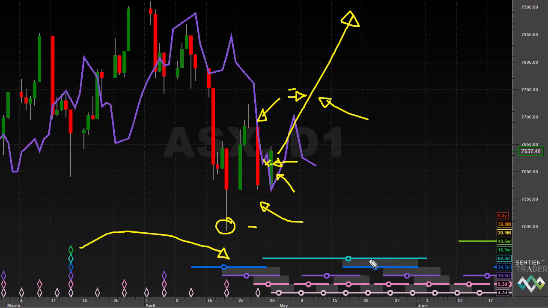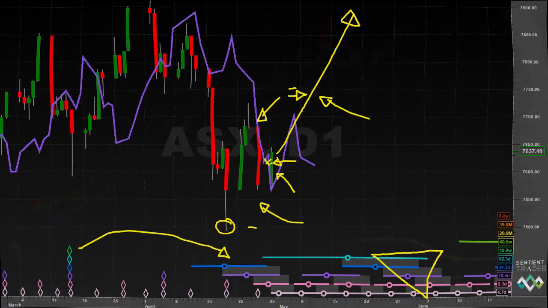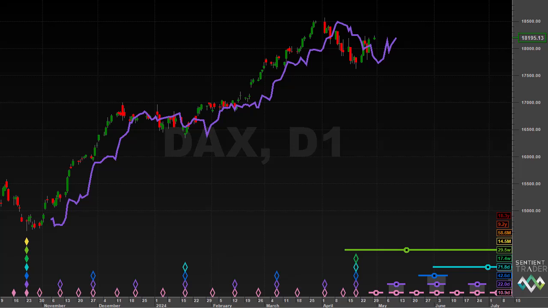We have similar times to watch in the Australian market with this 80-day cycle trough expected towards the end of May or early June, and then we have the next important trough occurring at the end of July. The DAX provides an interesting variation on the theme. The analysis is much clearer in the DAX than it is in any of the other indices.